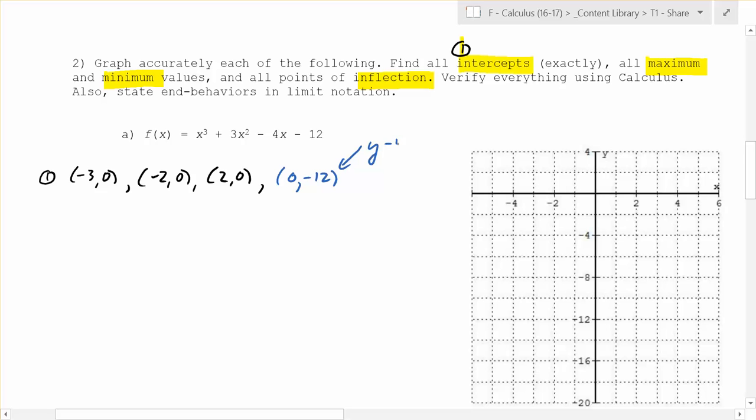So you have the y-intercept, and then you also have the x-intercepts. How many y-intercepts can you have at most? How many times can a function cross the y-axis? At most once. Does it have to?